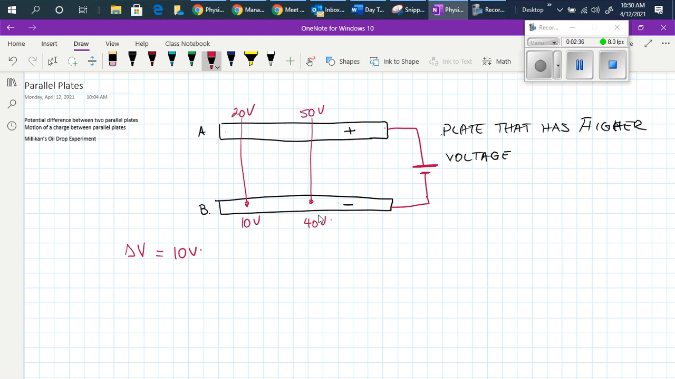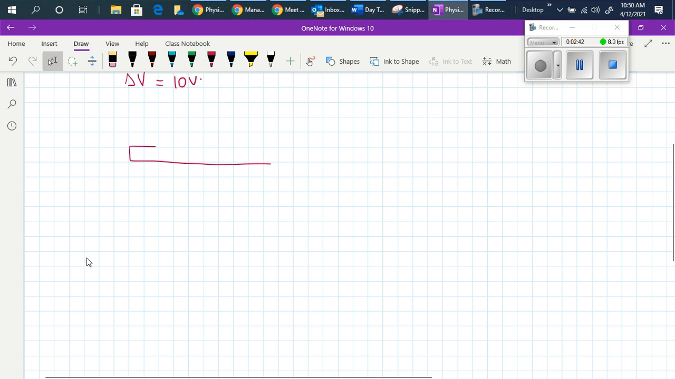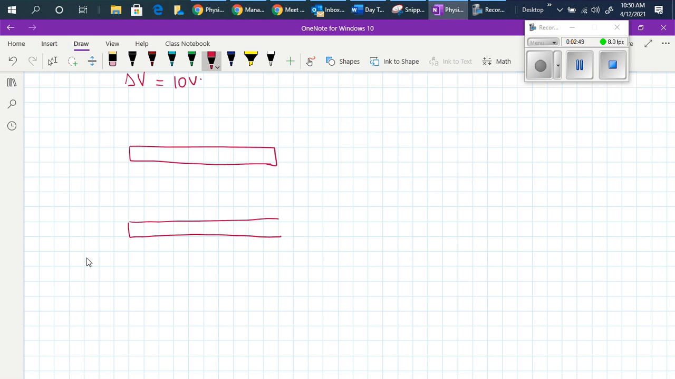Now, let's see a bit more in terms of the parallel plates. So let's suppose that we have two plates, plate A and plate B, with a difference of potential energy of 100 volts.